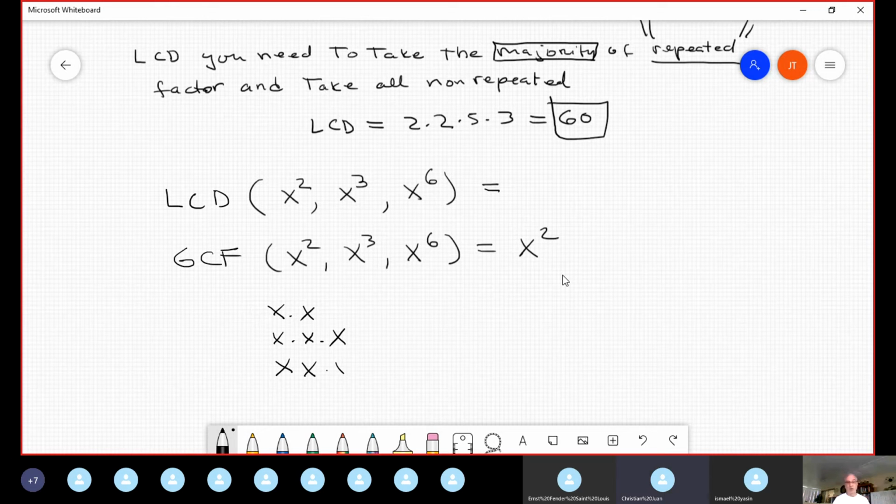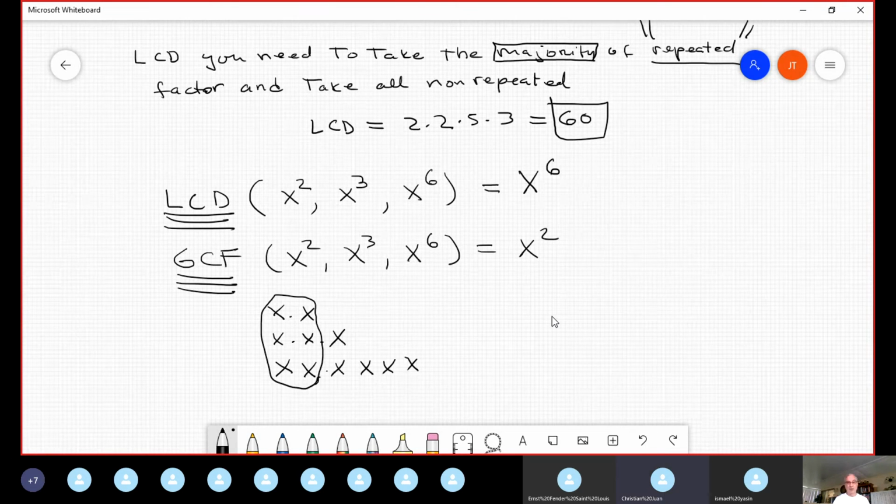Super. Okay, the least common factor for that one is x. For the greatest common factor, it is x squared. For the least common denominator, it is x to the 6. It's easy. For the least common denominator, you take the greatest exponent, and for the least common factor, you take the smallest exponent. Okay?